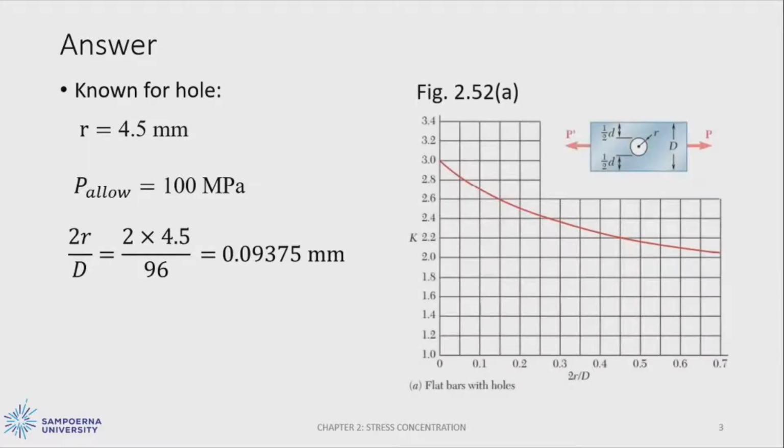Because with this value we can refer to figure 2.52a and find the constant for stress concentration in this hole. From this graph we obtain 2.72 as the constant. Then, by using this formula, the maximum stress is equal to the constant for the stress concentration times the applied load P over the net area.